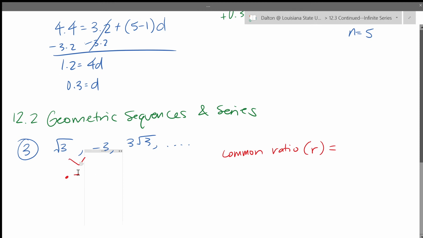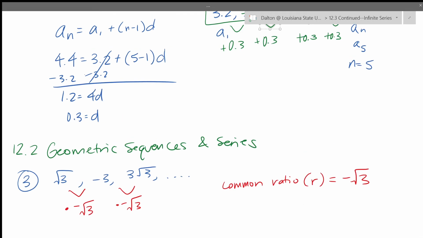The other thing is, when I compare these two numbers, I don't have my radical anymore. And the only way that I know how to undo a radical is to multiply it times itself. So if I have the square root of 3 times negative square root of 3, then that gets me negative 3. And then if I have negative 3 times negative square root of 3, the negative times the negative cancel to give me a positive 3, and then I have to leave the square root of 3 outside like this. Okay, so my common ratio for this example is going to be negative square root of 3.